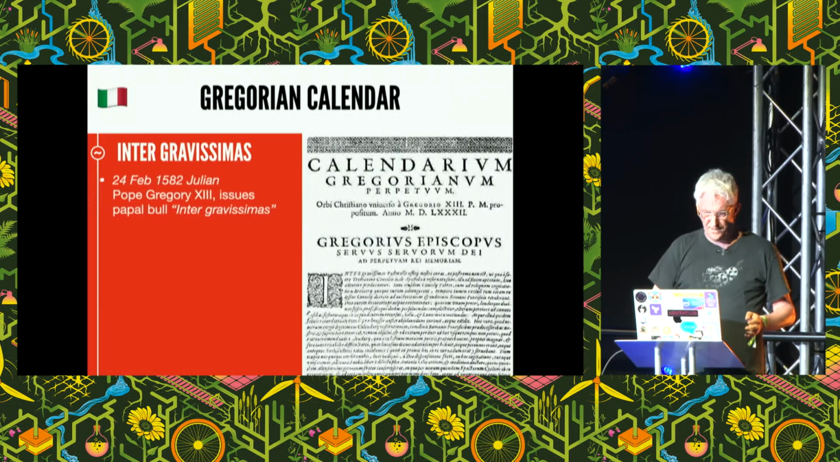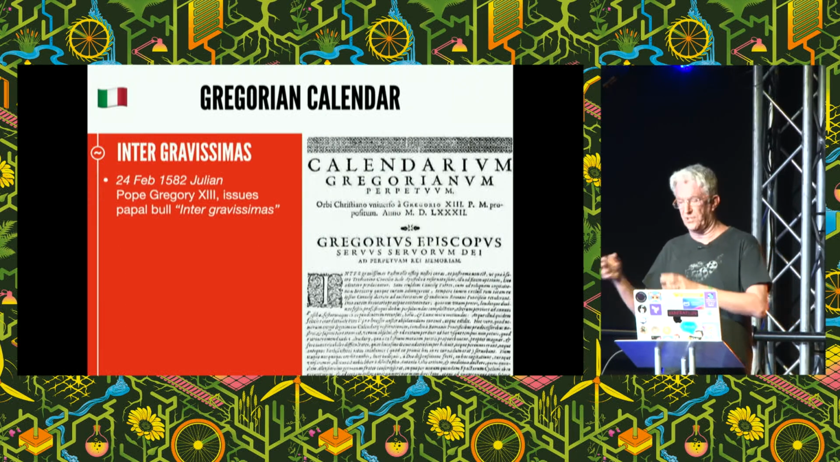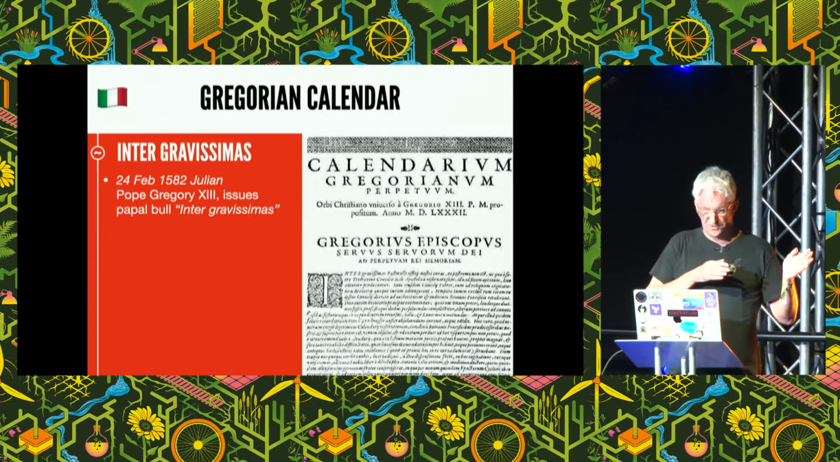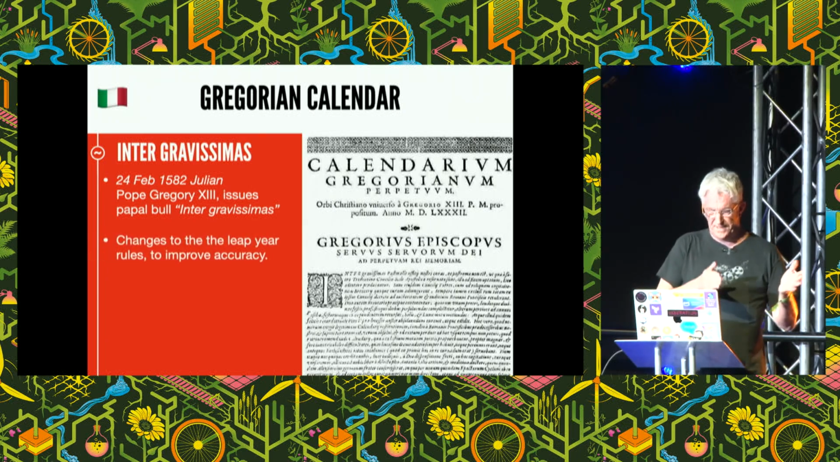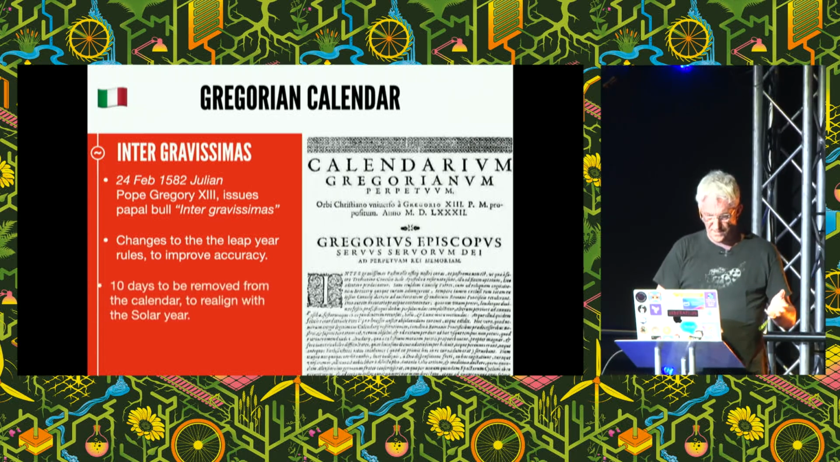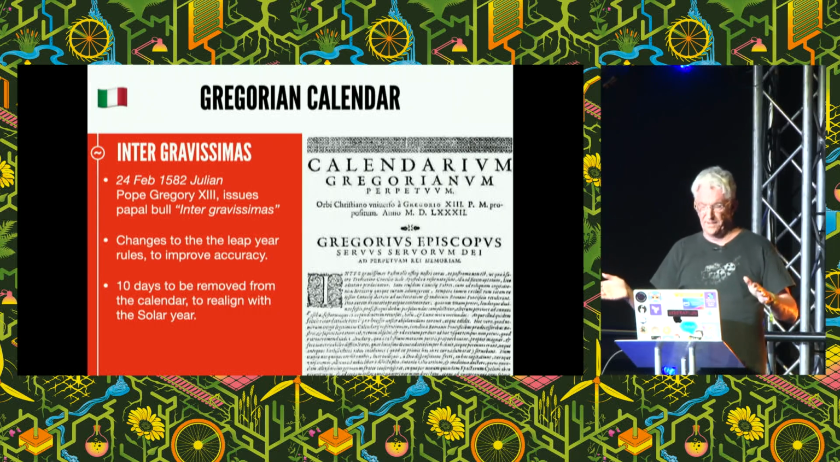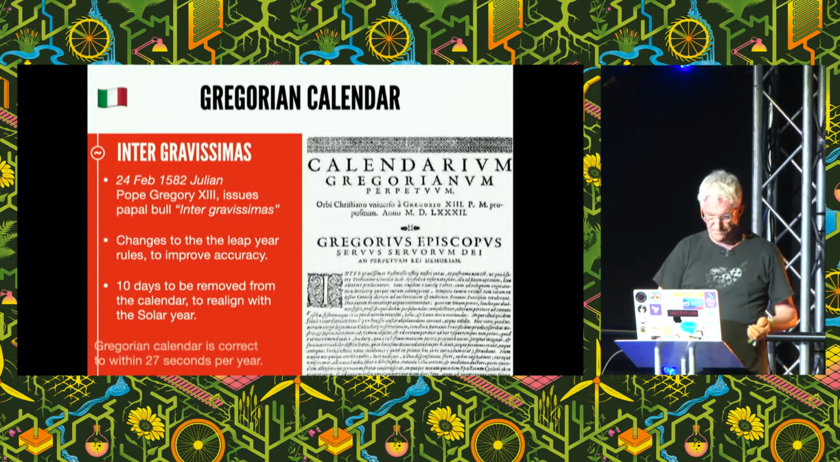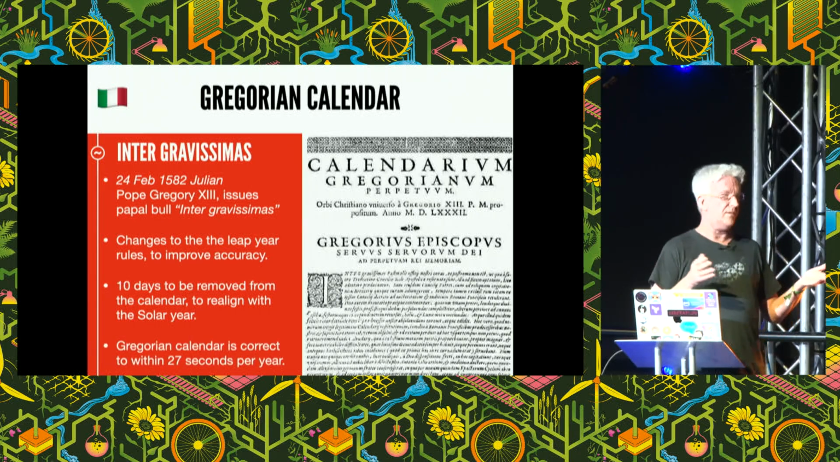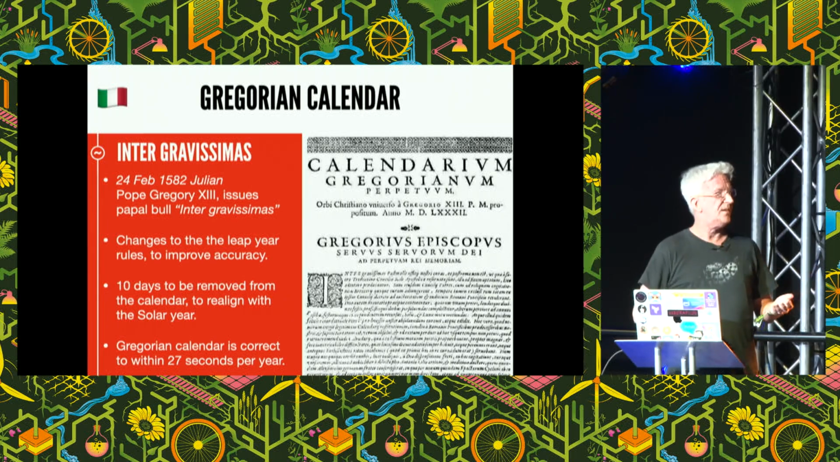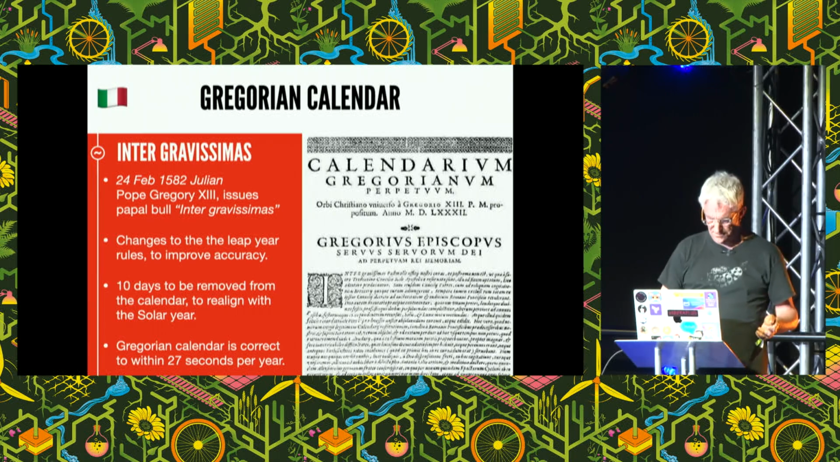So a number of popes tried and died during the process, and the one who got it over the line was Pope Gregory XIII, and he issues the papal bull Inter Gravissimas, which is online. It's in Latin, but it's online if you want to have a go at it. It basically proposes changes to the leap year rules to improve the accuracy, which are the ones that we use these days. And then 10 days to be removed from the calendar to realign it back with the solar year, so we're celebrating Easter when we would expect to celebrate Easter. So, and it's pretty good. It's accurate within about 27 seconds, which is not bad, because it's fairly uncomplicated. It's pretty easy to follow.